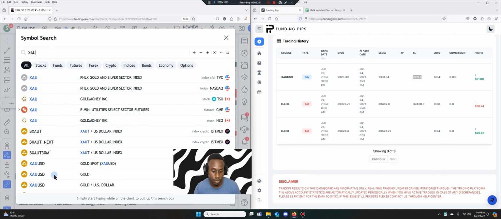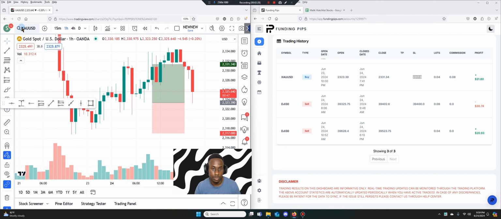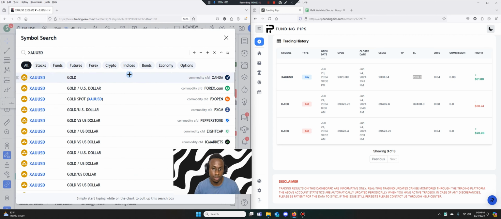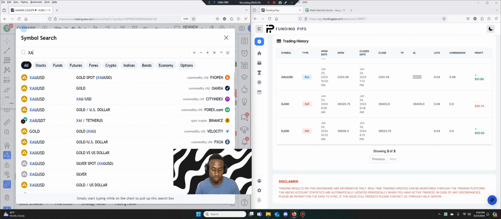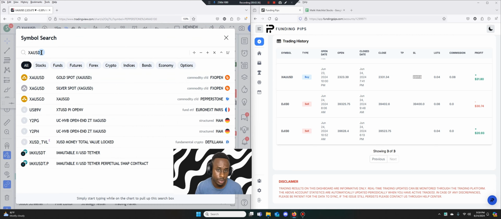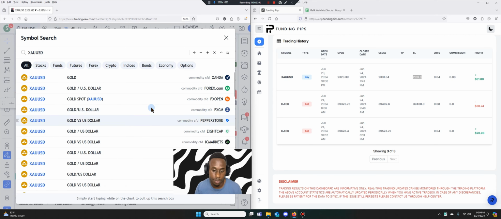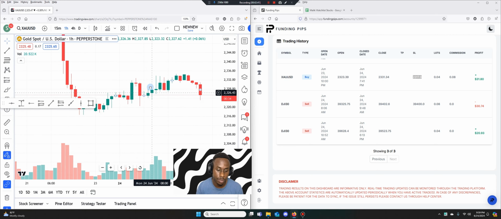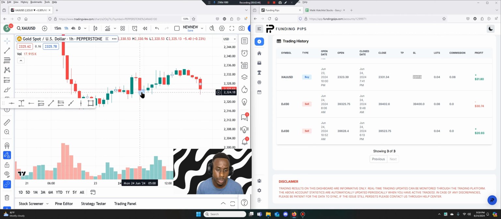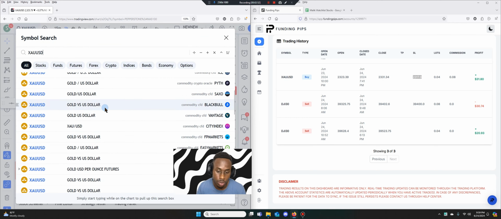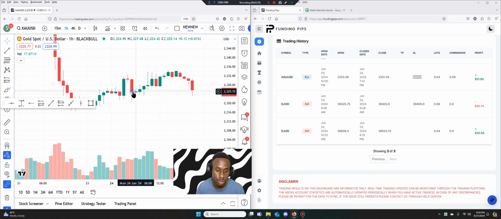Let's quickly try a different one. XAU USD. Most of them look pretty much the same, but I want something that matches the Funding Pips chart better. 2323 at 10. This one is still off as well. You want something with gold just a little lower. They're not showing it accurately, but you can see where I entered.